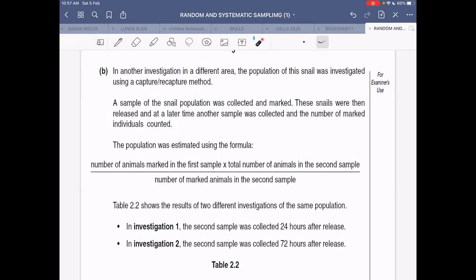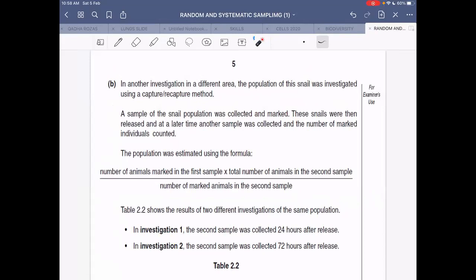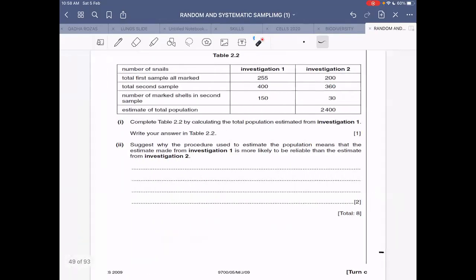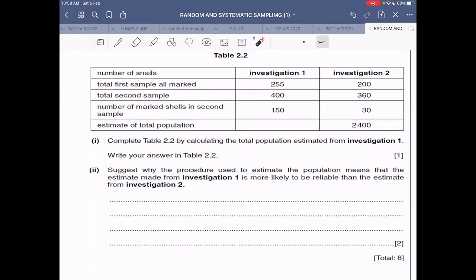Number of animals marked in the first sample multiplied by total number of animals in the second sample and number of marked animals in the second sample. Okay? Now, you do 2 investigations. In investigation 1, the second sample you collected after marking was collected 24 hours after releasing those snails. And in investigation 2, the second sample is collected 72 hours after the release. Now, using this formula, can you guys tell me the missing number in this?